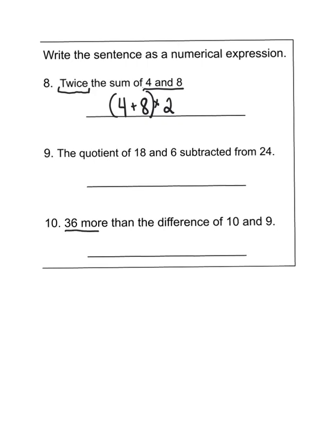36 more than the difference of 10 and 9. So take the difference of 10 and 9 and then add 36. Notice I'm really emphasizing "and then," because you're probably going to have to use parentheses to force the mathematician to deal with this first and then add.